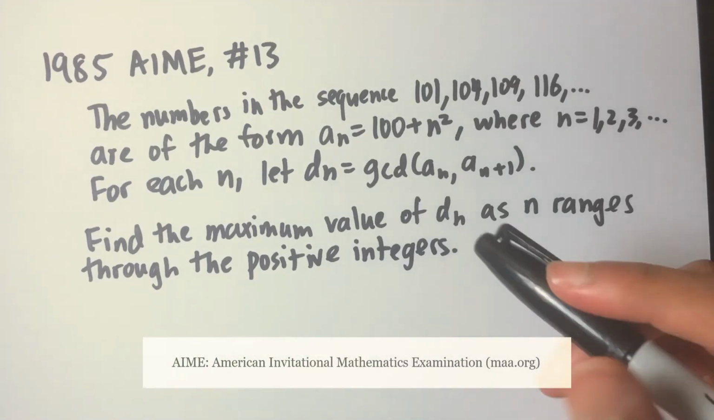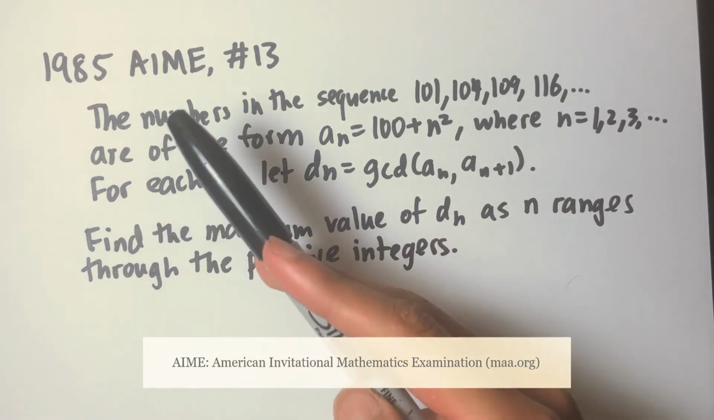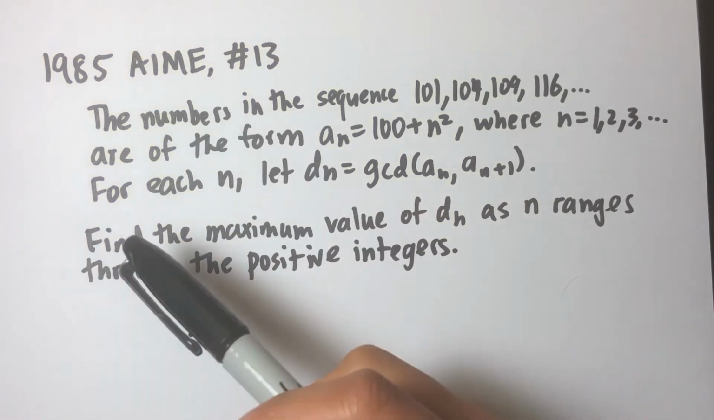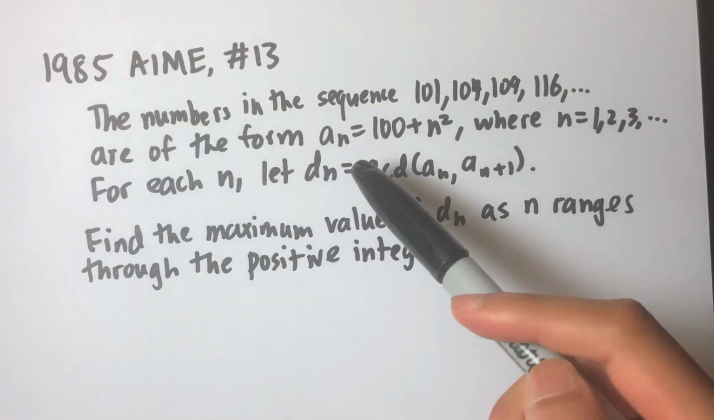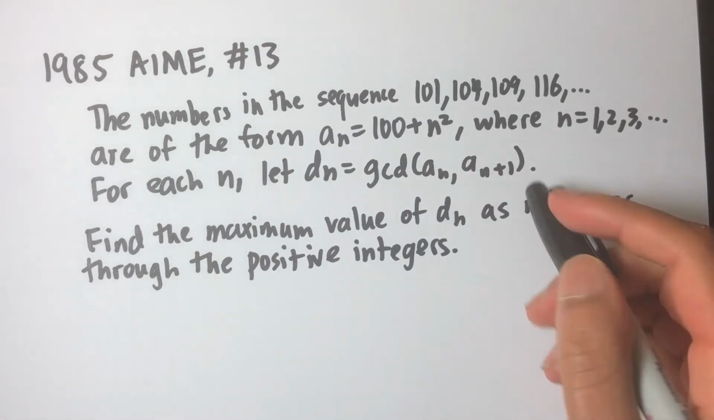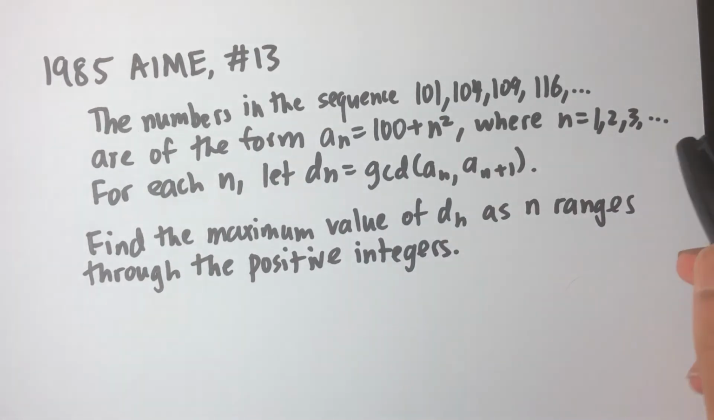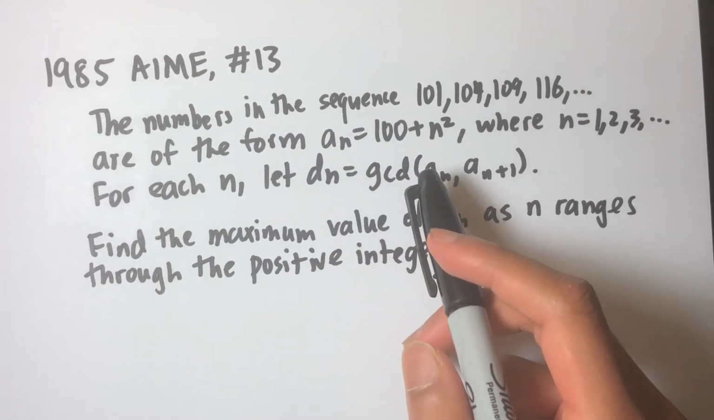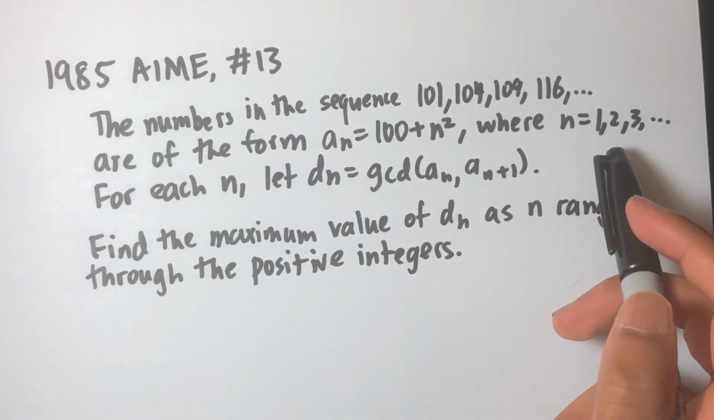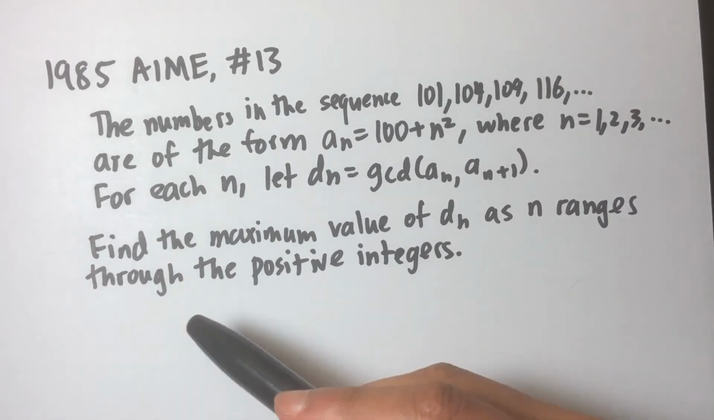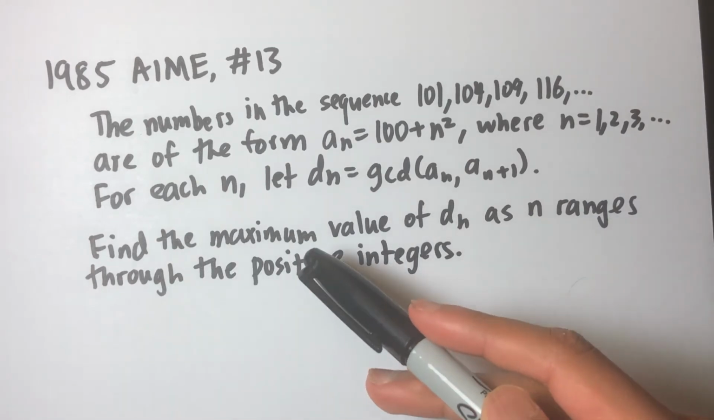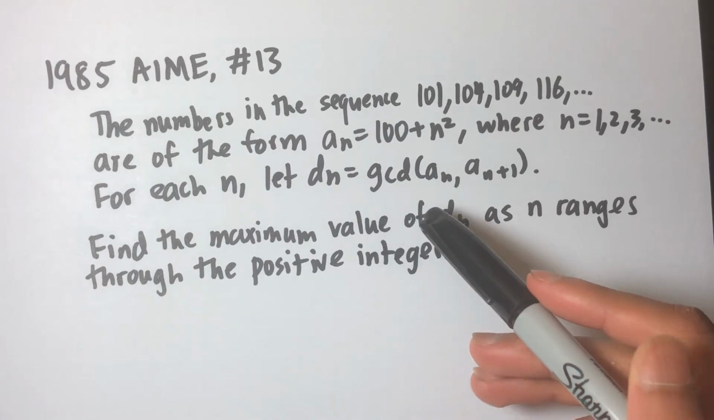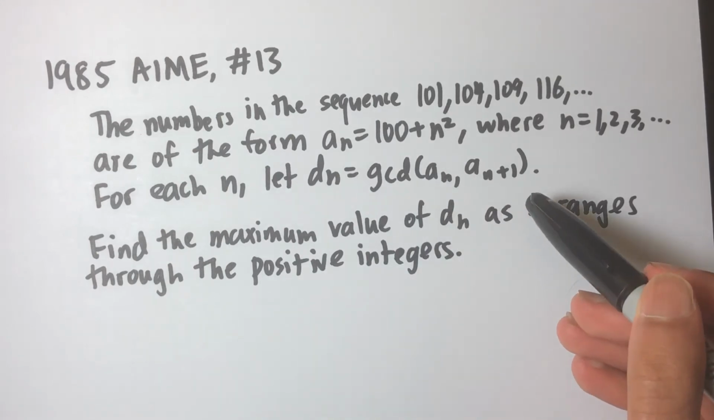So we'll finish off with a couple problems. This problem is from the 1985 AIME. The question is, the numbers in the sequence 101, 104, 109, 116, and so on are of the form a sub n equals 100 plus n squared, where n equals 1, 2, 3, and so on. For each n, let d sub n be the greatest common divisor of a sub n and a sub n plus 1.